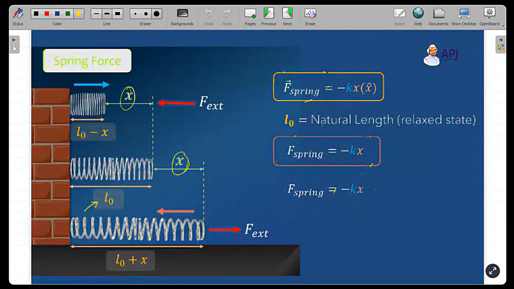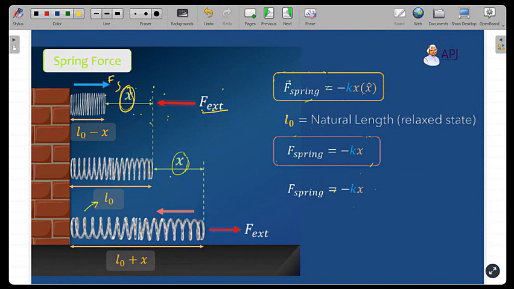Okay, this is some example. This was the original length. You have compressed the spring by x meters. This is the external force, you are compressing. This is the direction of the external force, and this is the direction of the spring force. Spring force will be outward.